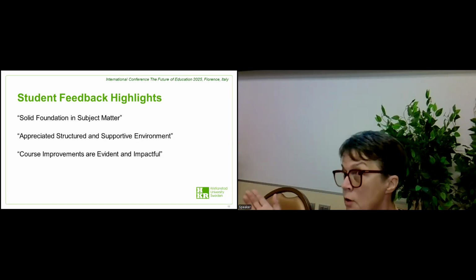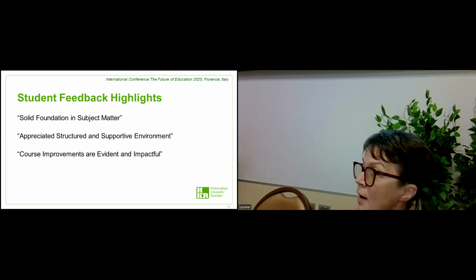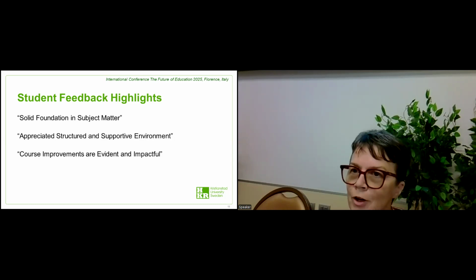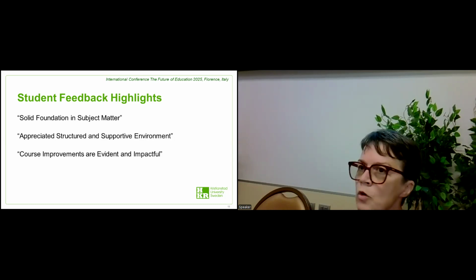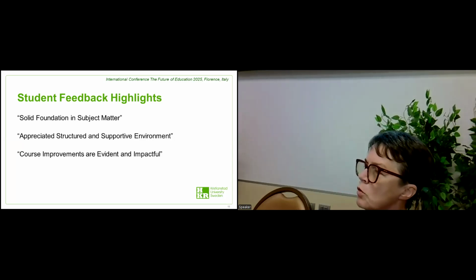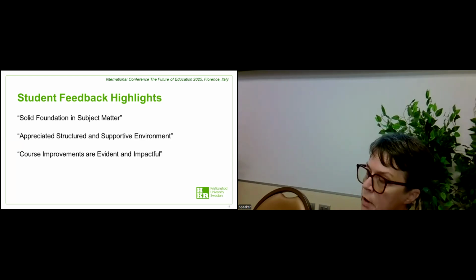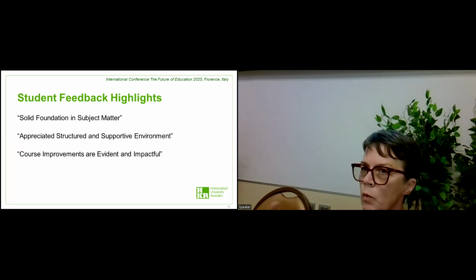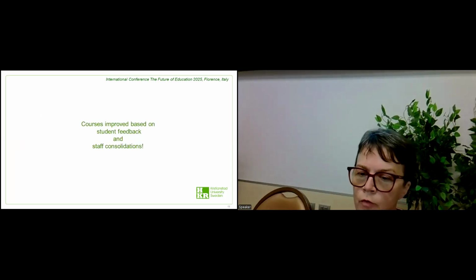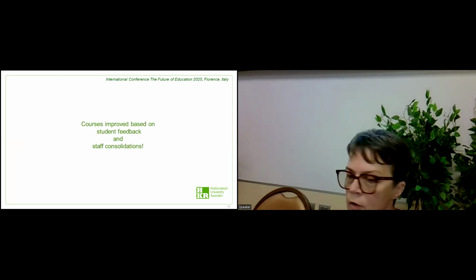But most of all, keep in mind that, as it was in Forbes India this week, 25% of the code is now AI generated. So we also have to look at how we prepare our computer science students in terms of AI tooling and understanding AI as a subject, and not just AI tooling. We have to be aware of these things, bring them together and prepare them in the best way. And then, of course, courses are improved based on student feedback and staff consolidations.